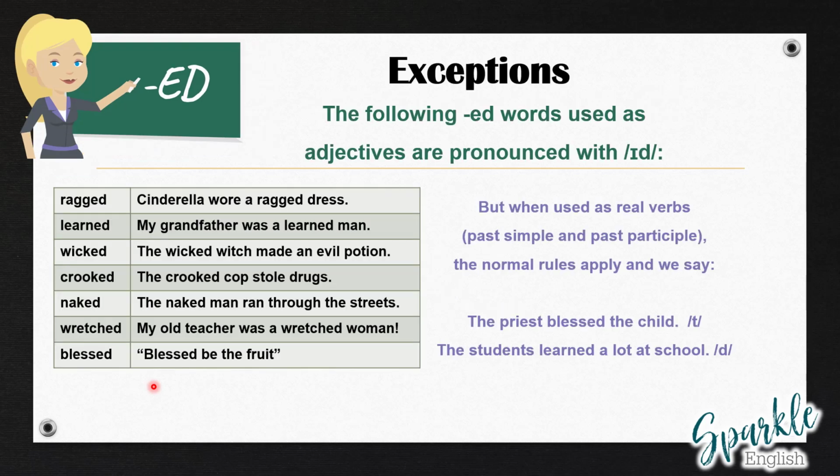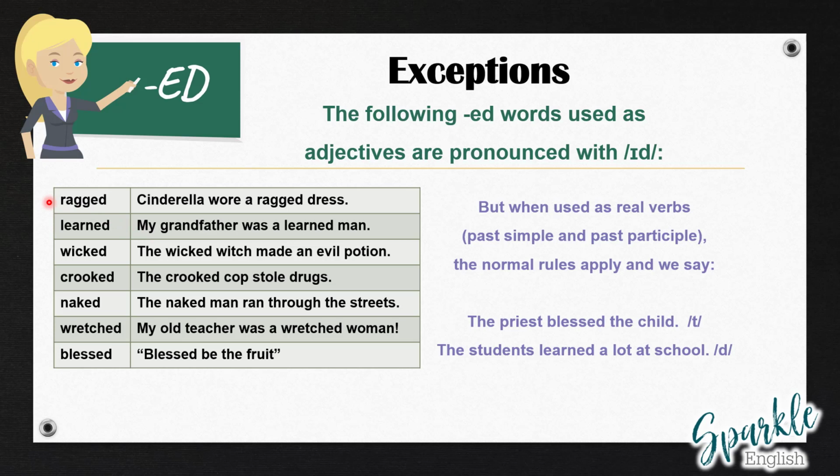Now I'd also like to note that we have some exceptions. So the following ED words used as adjectives are pronounced with id. So for all of the work that we've been doing up until now, these have all been verbs in the past simple or the past participle. But there are some exceptions for these words that are adjectives, and not all of these are verbs, but a few of them can also be verbs. So when these are used as adjectives, we have to pronounce them with id.